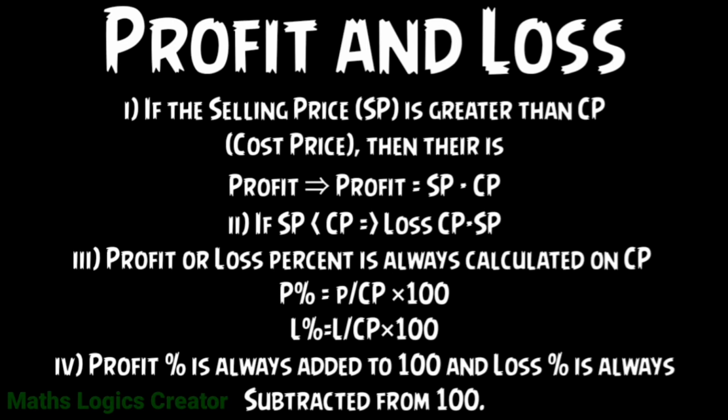Profit or loss percentage is calculated on CP. This is also an important note. Profit percent is equal to profit by cost price into 100. Remember this one point: profit or loss percent is always calculated on cost price. Profit percentage is always added to 100 and loss percentage is always subtracted from 100. These are the basic points required to attempt profit and loss questions. So let's get into the problems.